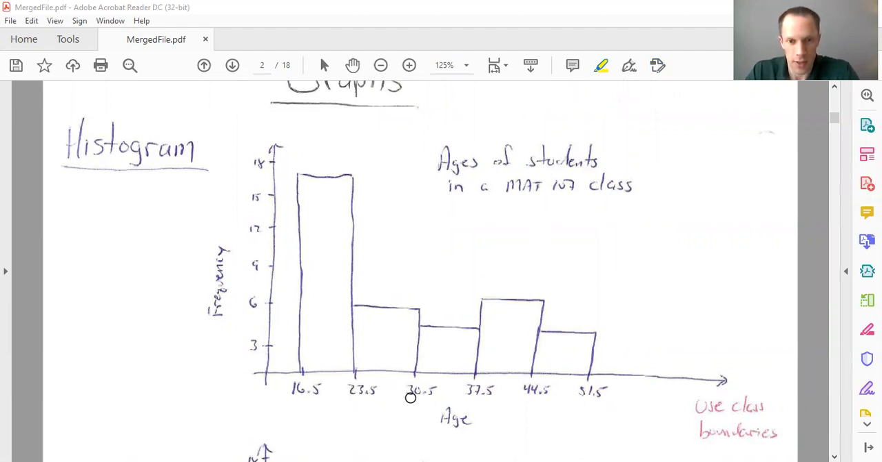I use the class boundaries to mark the horizontal axis. So 16.5, 23.5, 30.5, and so on. And then all I do for each class is I just draw a rectangle where the height of the rectangle represents the frequency for that class. So the first class had a frequency of 17, so I draw the first rectangle to a height of 17. The second class had a frequency of 6, so I draw the second rectangle to a height of 6, and then I have all the other rectangles. Now when you look at this histogram, you can see that the ages are predominantly in that younger age group. That's the feature that kind of stands out when you look at this particular graph.